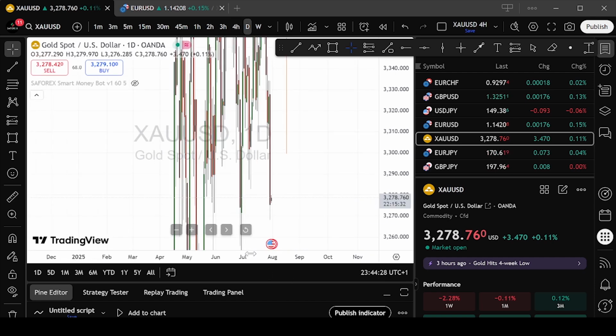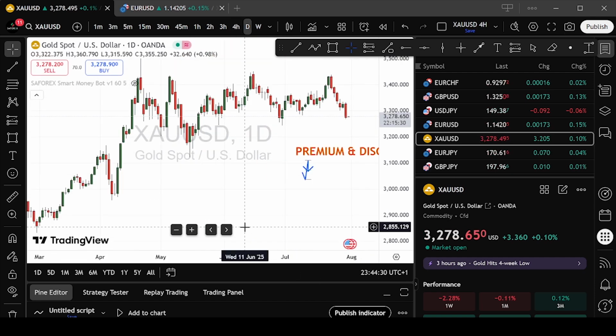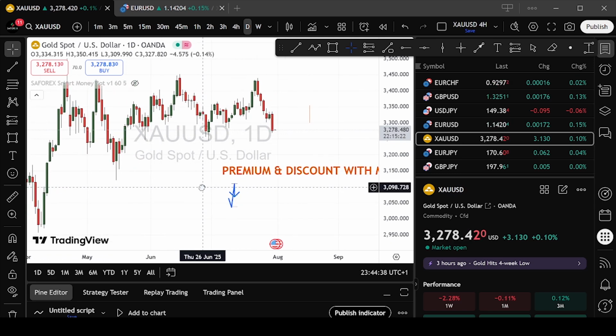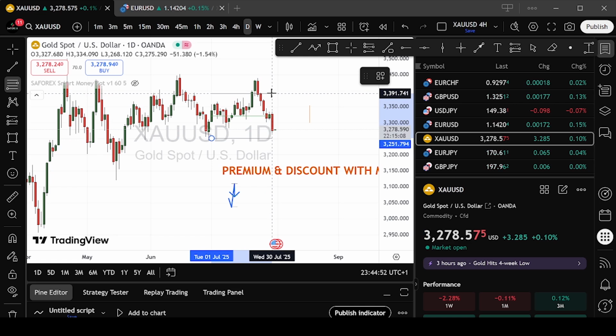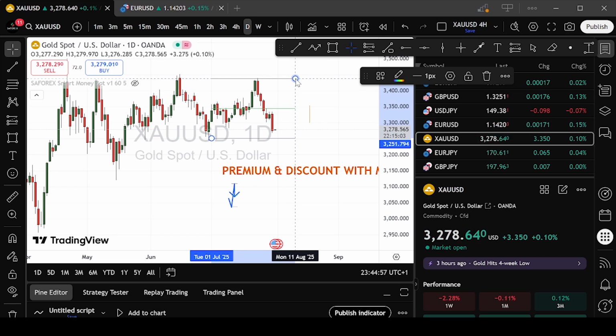I'm assuming now, what is price doing? Price is currently in a premium, right? So if I mark, let me say I mark from here, I guess I mark from here, right?